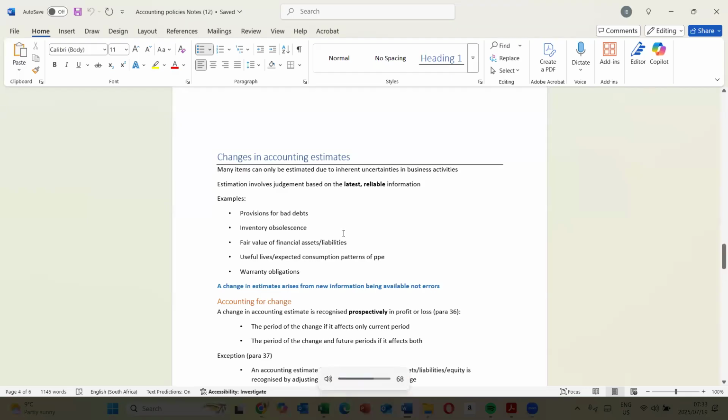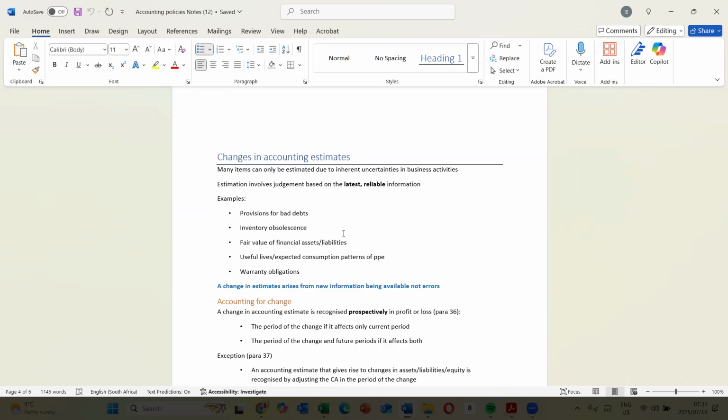Okay. So in today's class, we want to look at change in accounting estimates, as well as prior period errors. They're not difficult aspects, but of course, it's something that is very much examinable. So let's quickly look into it now, to have a better understanding of what's going on there.